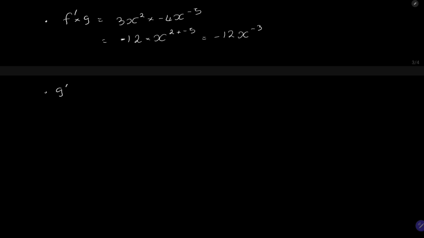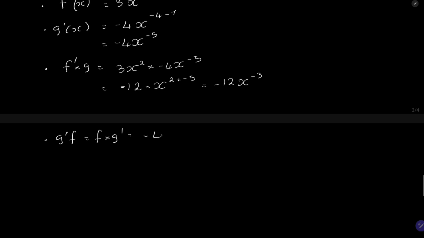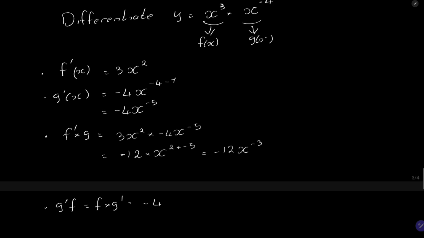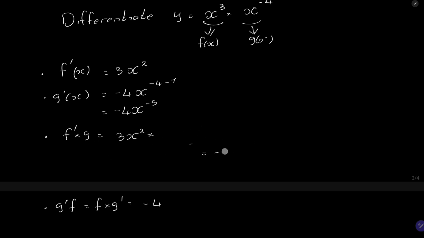Okay, sorry, there was a mistake here. F prime times g, there's no negative 4 here. I took g prime of x instead of g of x. Our g is x to the power negative 4, which gives us 3x squared times x to the negative 4, which gives us 3x to the negative 2.